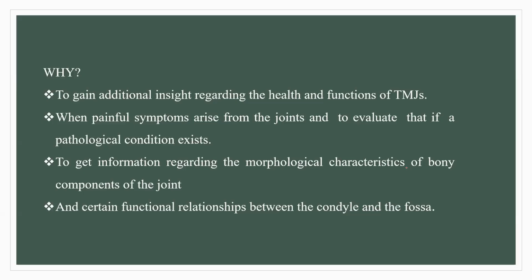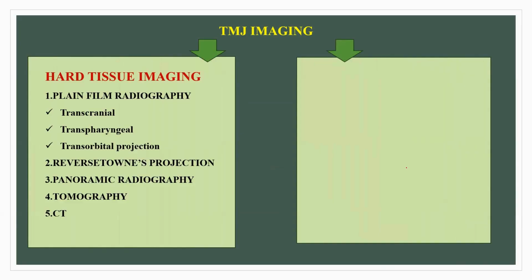So once a patient is coming with some painful symptom over the TM joint region, for us to diagnose it in a proper way, we can take a temporomandibular joint imaging. It can be discussed under two headings: hard tissue imaging and soft tissue imaging. Under hard tissue imaging, first we'll be discussing plain film radiography, which is your transcranial, transpharyngeal, and transorbital projection. Then we'll talk a little bit about the reverse Towne projection, panoramic, and then tomography. In soft tissue imaging, that is mainly to visualize your disc, we'll see what MRI and arthrography have to do with TMJ imaging.